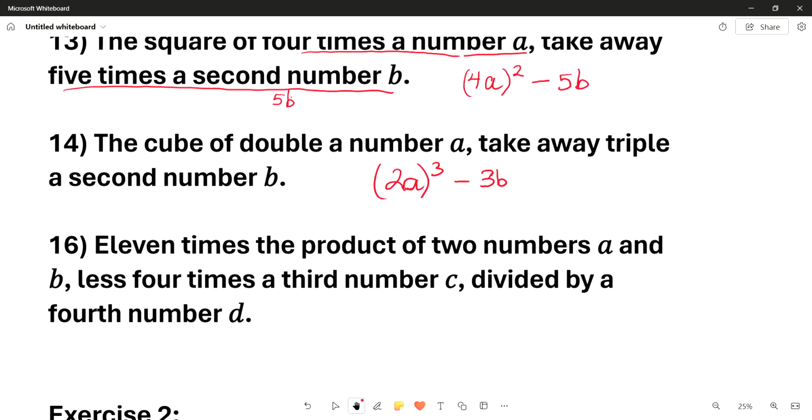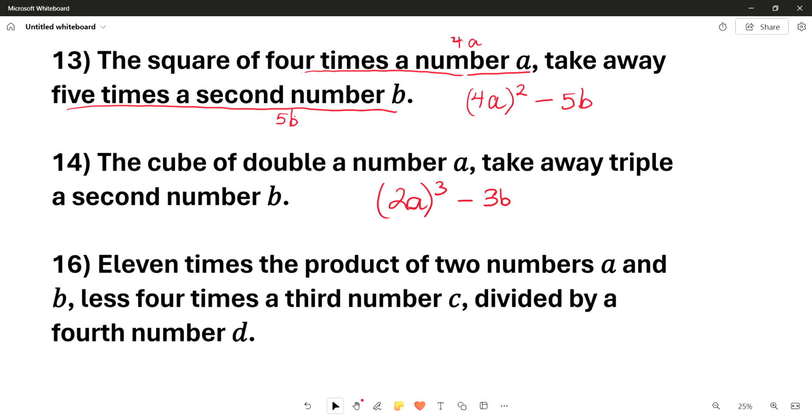Let's look at the last one in this part of the exercise. 11 times the product of two numbers a and b less 4 times the third number c divided by a fourth number d. All right, well, 11 times the product of two numbers a and b would be, well, the product of two numbers a and b is a times b, which is ab, and 11 times that will be 11ab, less 4 times a third number c, so minus 4 times c, which is 4c, and all of that is divided by this fourth number, d. And there we have it.